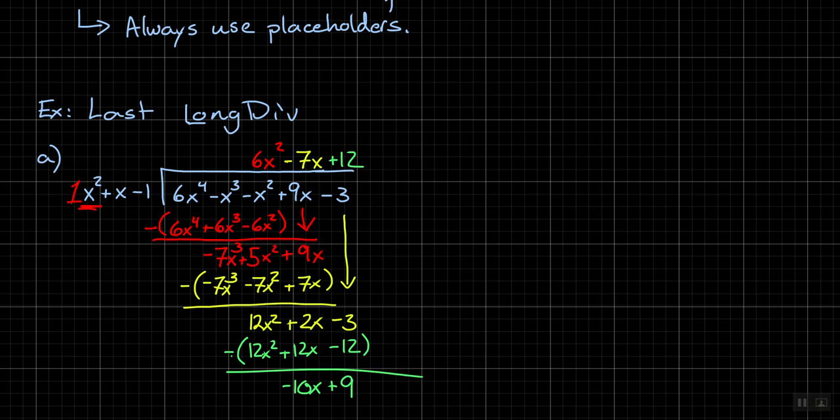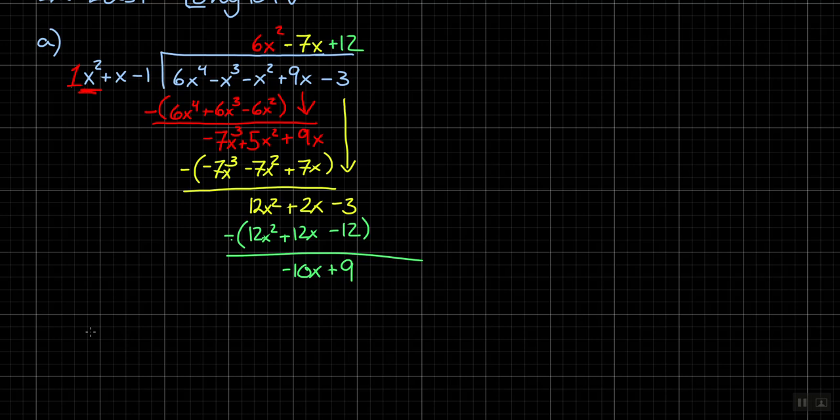We have our answer. The true answer to this division, and I'm not going to rewrite the whole thing, but our quotient that we found was 6x squared minus 7x plus 12 plus, I have a remainder, yeah? Negative 10x plus 9? And that gets divided by what? X squared plus x minus 1.